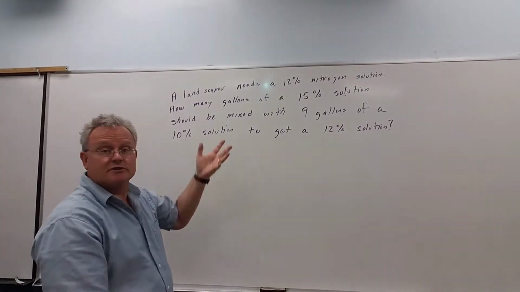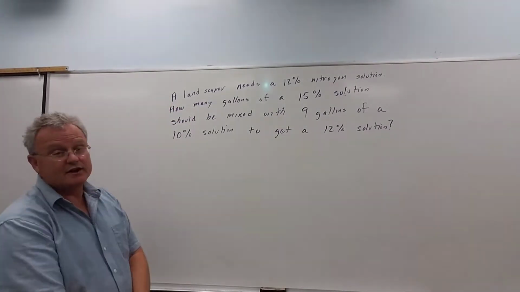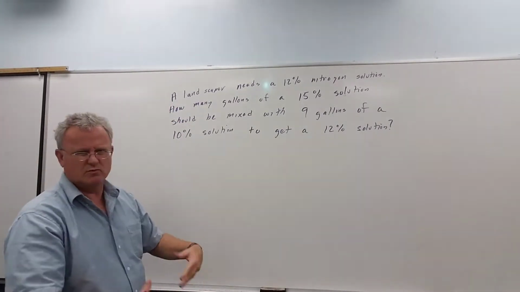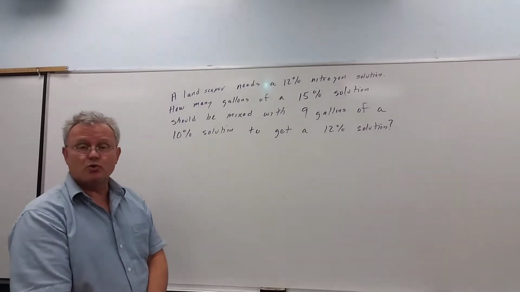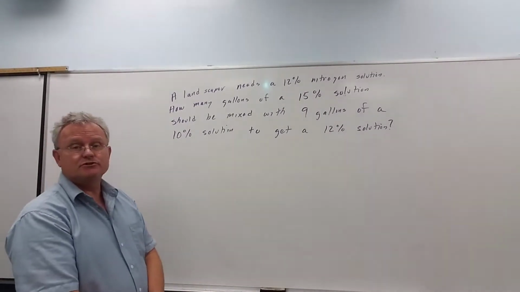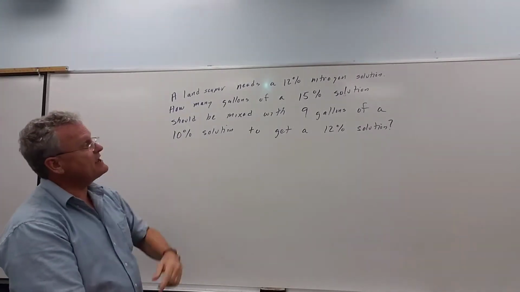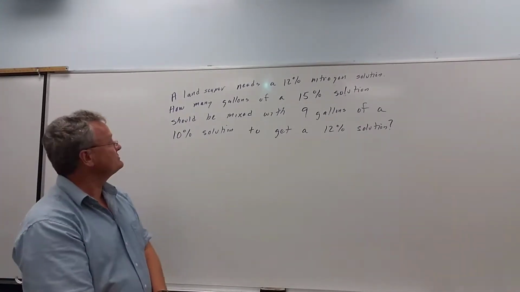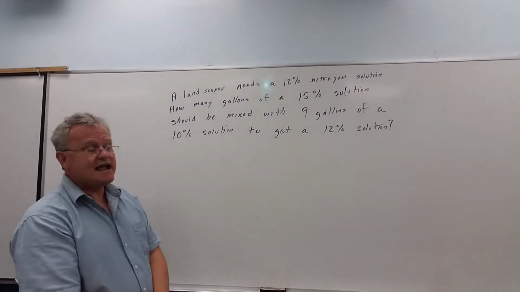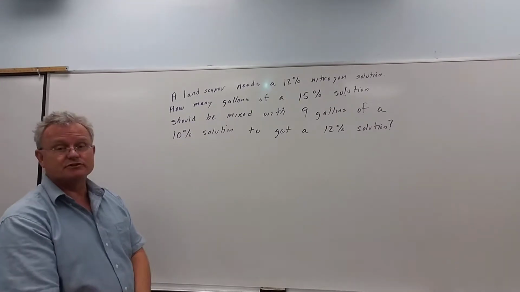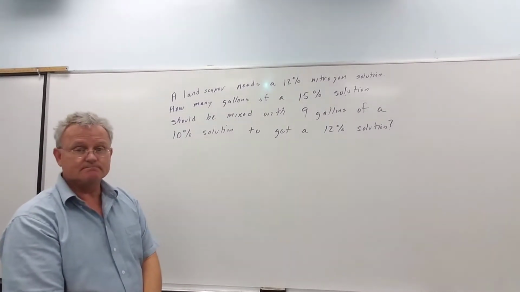All right, so here we're going to solve a mixture problem. And first thing we got to do is read the problem to figure out what's being asked. So a landscaper needs a 12% nitrogen solution for fertilizer. And the question is, how many gallons of a 15% solution of nitrogen should be mixed with 9 gallons of a 10% solution nitrogen to get a 12% solution?